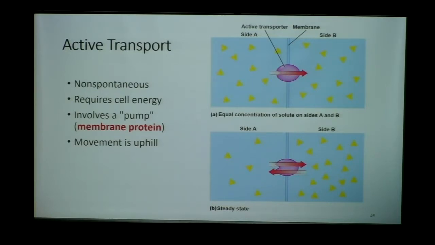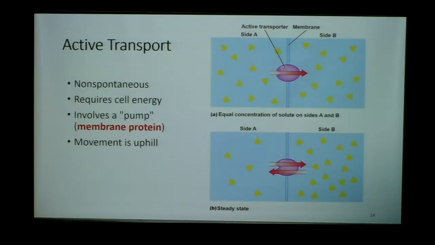So this is where students sometimes get confused. We had passive mechanisms that required protein, and we have active mechanisms that require protein. So you really want to differentiate what the gradient looks like and whether or not this process requires energy, okay? Here, the movement is uphill, so again, this requires some sort of input of energy to facilitate this movement. Let's look at this image here.